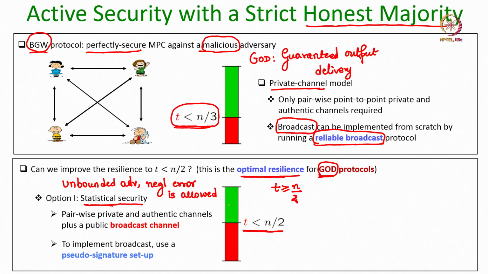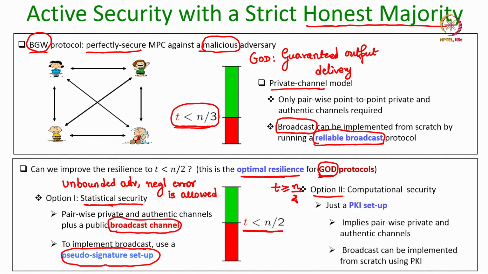So, not only do I require pairwise secure and authentic channels, but I also require a broadcast channel, and now this broadcast channel in the setting of t less than n over 2 cannot be emulated by simply running a protocol over the point to point channels. Recall during our discussion on reliable broadcast, we had discussed that if you want to get a statistically secure broadcast, then you need some kind of setup apart from the pairwise secure channels, namely a pseudo signature setup.